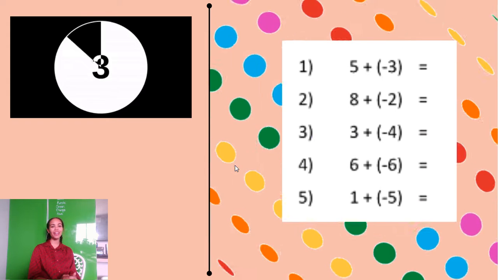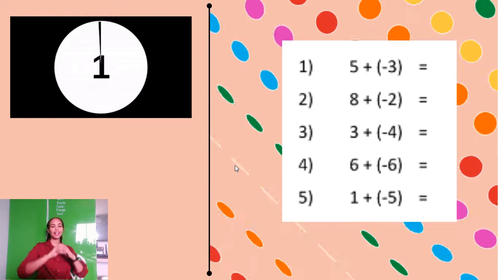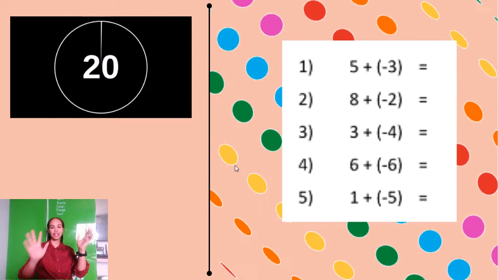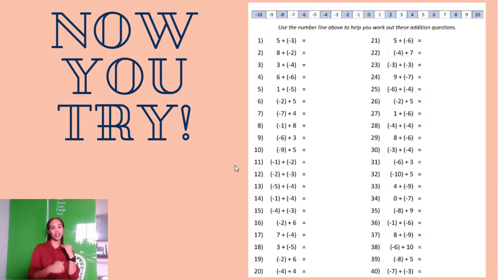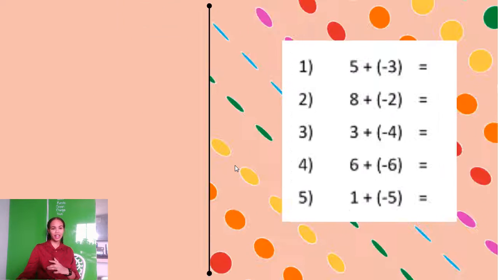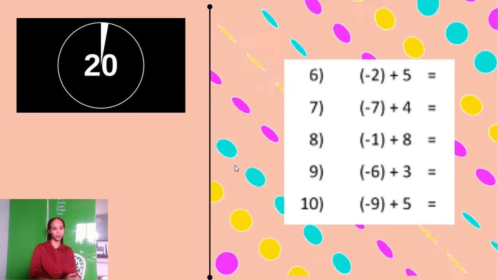Okay, and 3, 2, 1, time's up. That is it. You're done with number 1 to 5. We're gonna do 6 to 10 very, very quickly in 20 seconds. There you go.